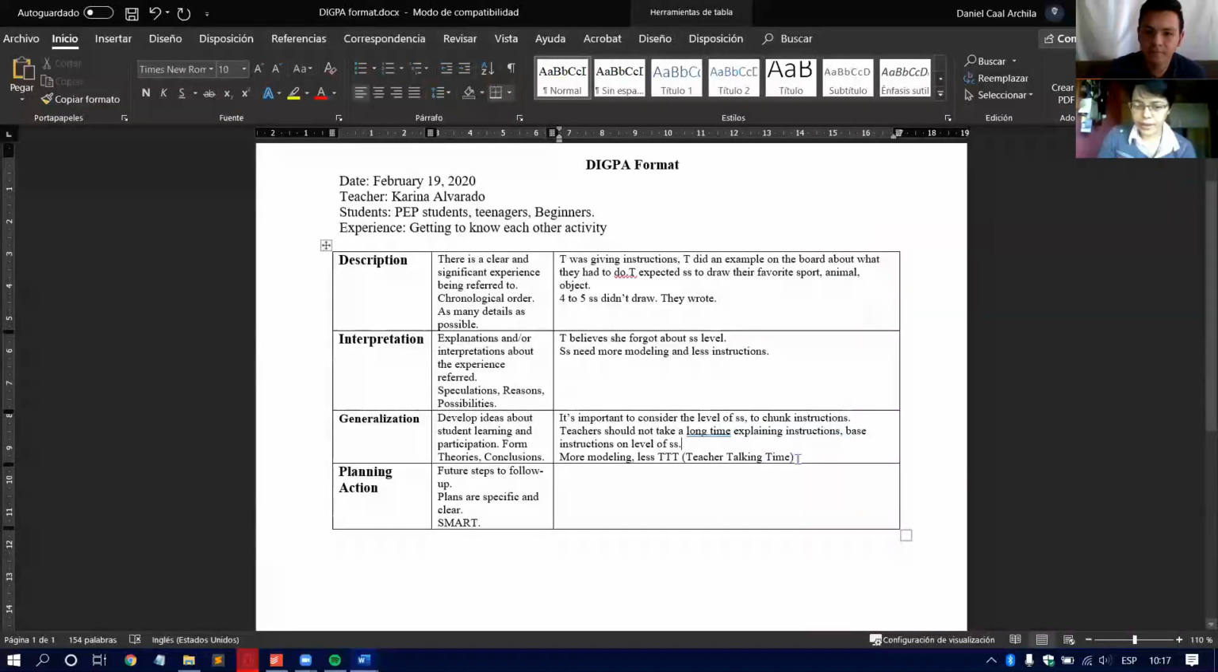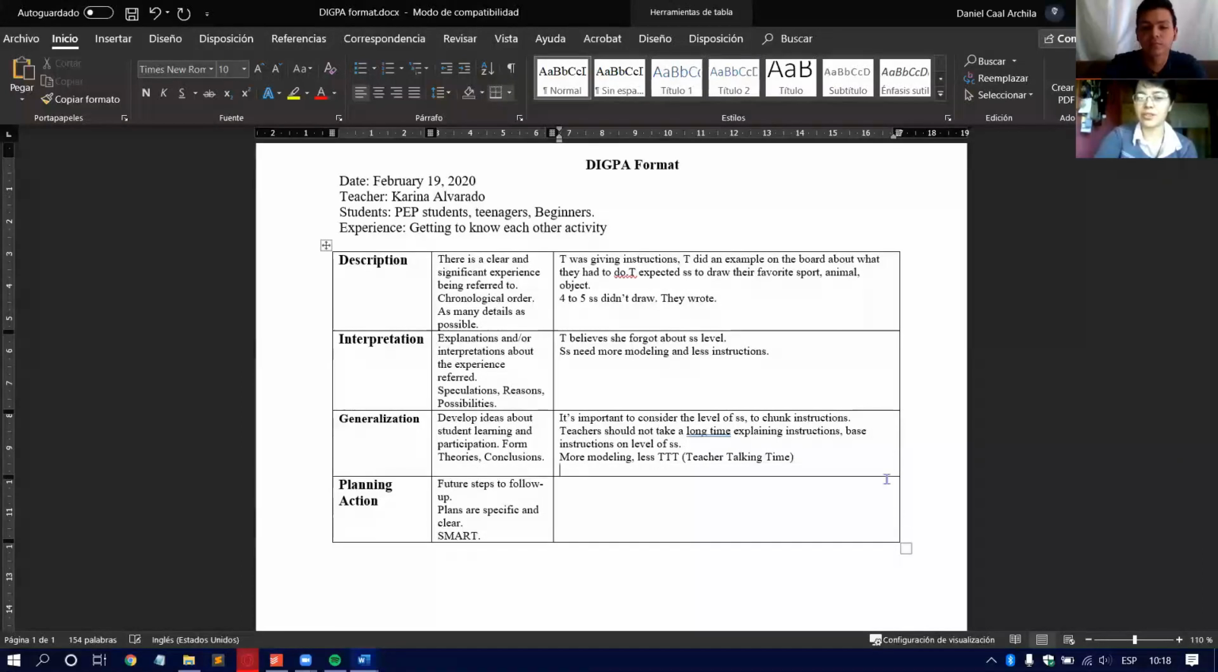Well, yeah, basically in the generalization, you're basing your description and interpretation. You need to take it to a theory or to a proof technique that other teachers have done. You can check on the internet, and there are many theories about giving instructions. Those are the main characteristics of giving effective instructions to your students. So in this case, what will be the theory?